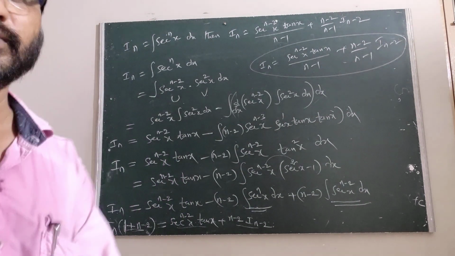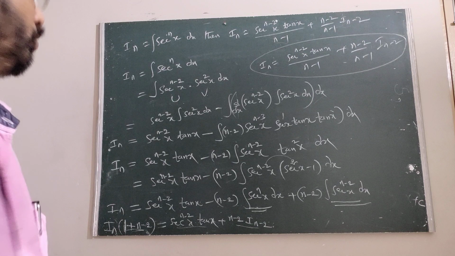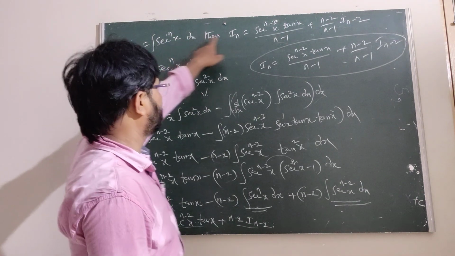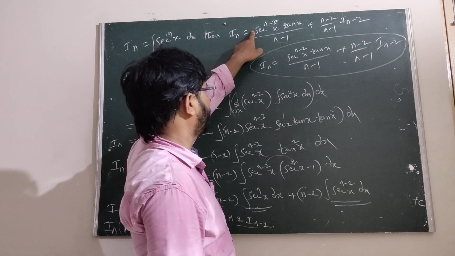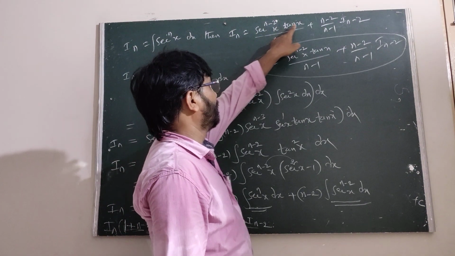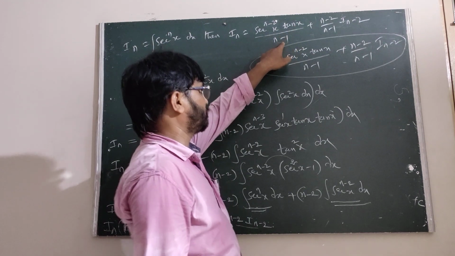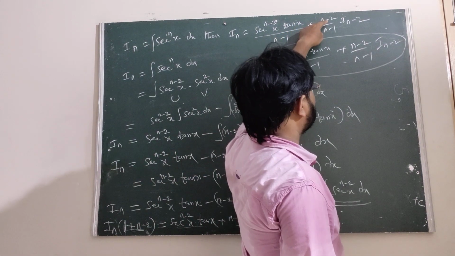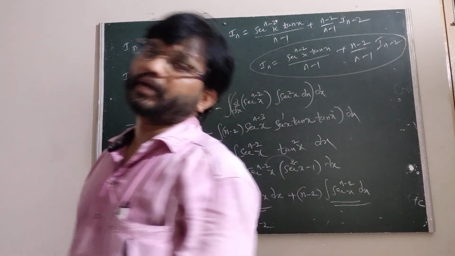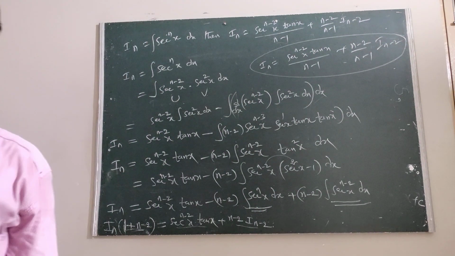Similarly, we can prove that integral cosecant power n x into dx is minus of cosecant power n minus 2 x into cot x upon n minus 1 plus n minus 2 upon n minus 1 into I n minus 2. Okay, this is the answer.